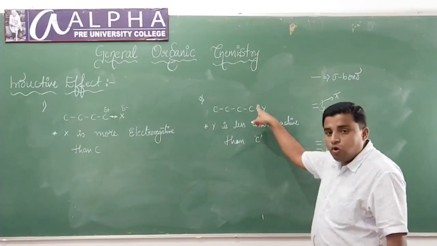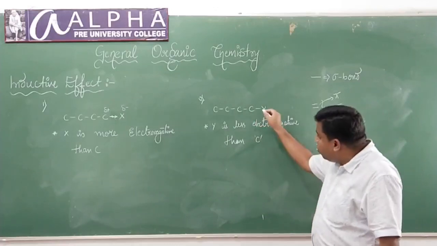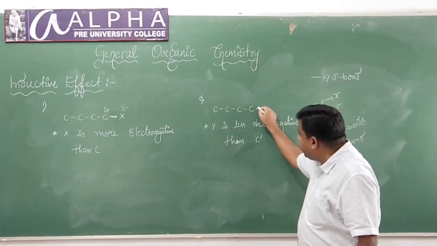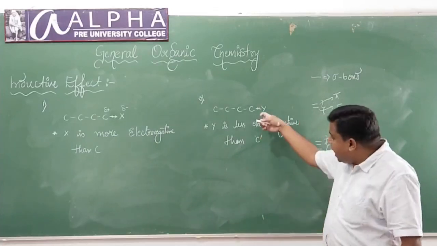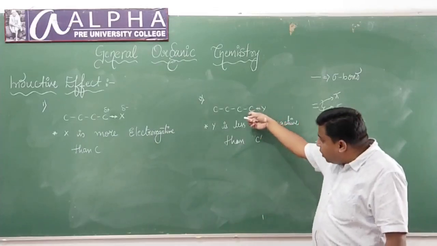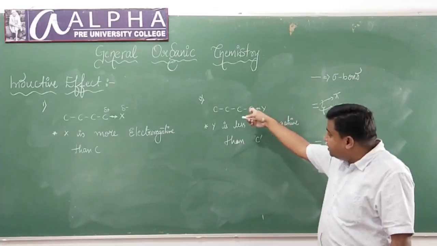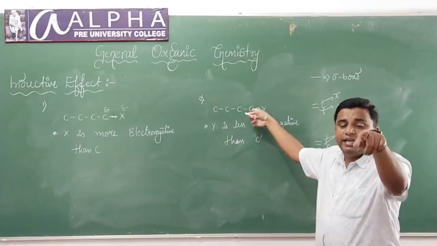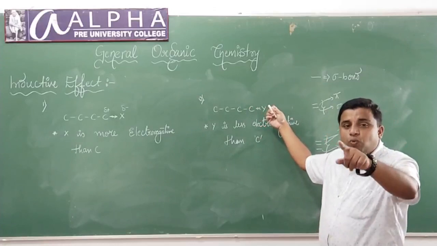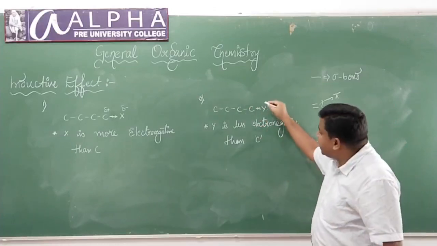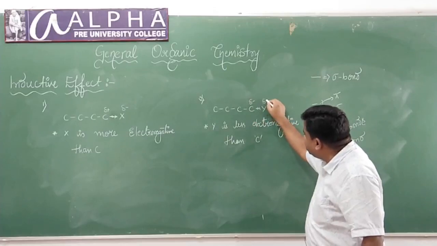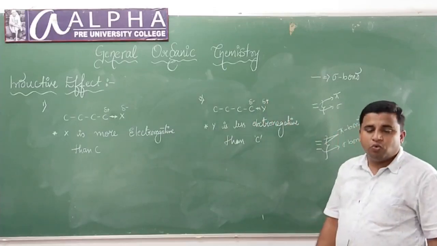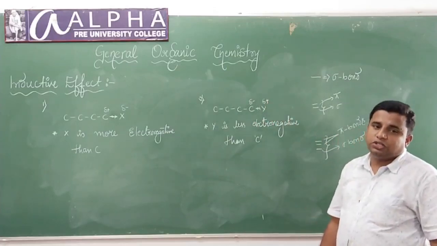Since carbon is more electronegative than Y, now carbon will start pulling the shared pair of electrons towards itself. That means the shared pair of electrons will be displaced towards carbon, electron density at carbon is going to increase and electron density at Y will decrease, and hence carbon is going to develop partial negative charge and Y is going to develop partial positive charge.